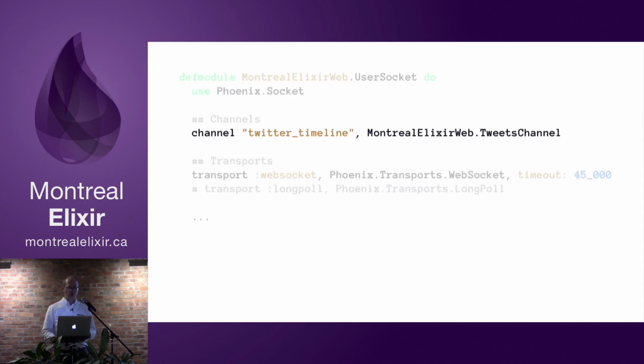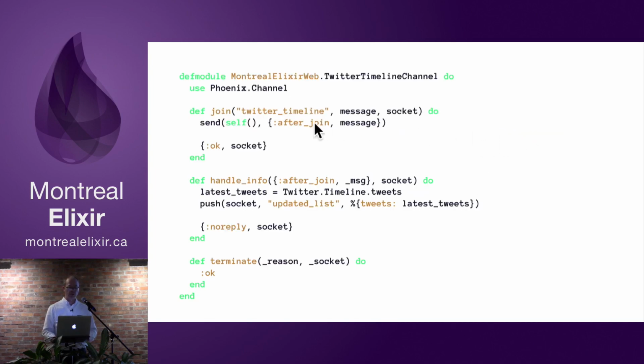So on the server, we need to set up the channel. This is the name we're using in the JavaScript code. And this channel will be handled by the tweets channel module. This is the Elixir module that will be dealing with this channel. And this is what it looks like.